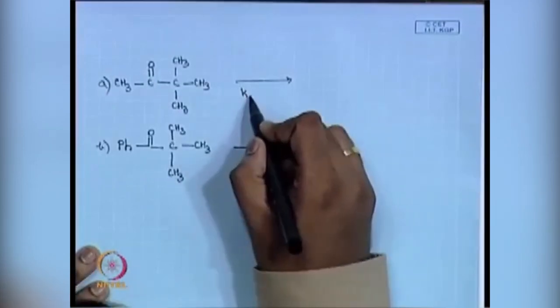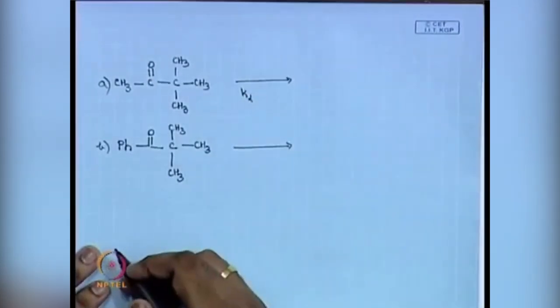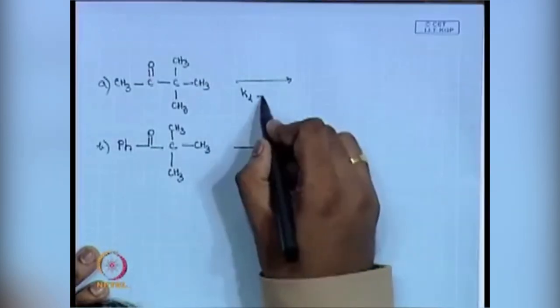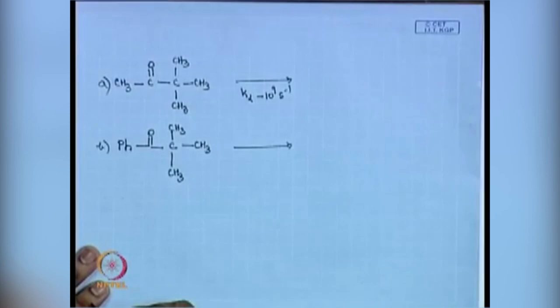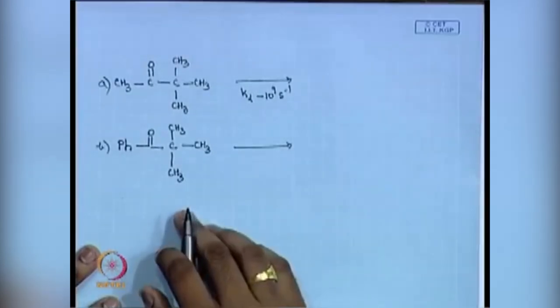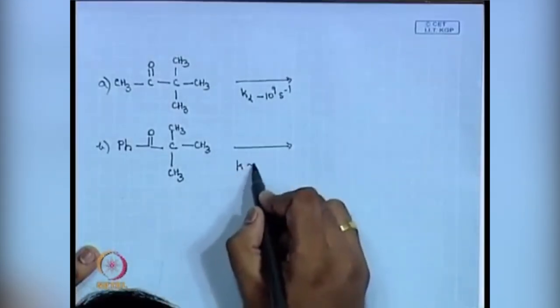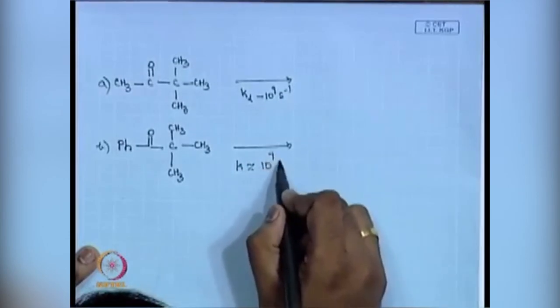Energy? Here you talk about your bond dissociation energy, right. So, how fast it is going to cleave. If you see the bond dissociation energy for your first one, for example, we call it K alpha bond dissociation energy. How fast does it go? It is like 10 to the power of 9 second inverse. When I take the lower one, it is approximately 10 to the power of 7 second inverse.